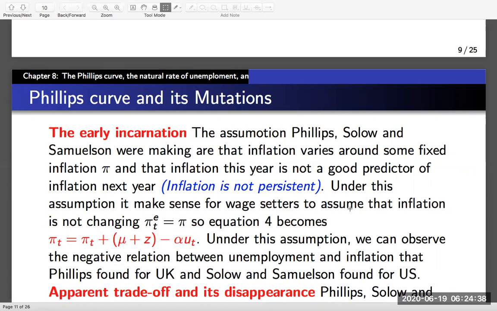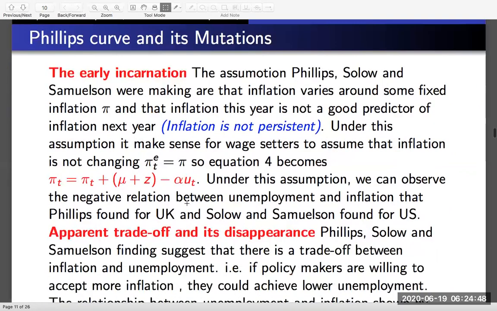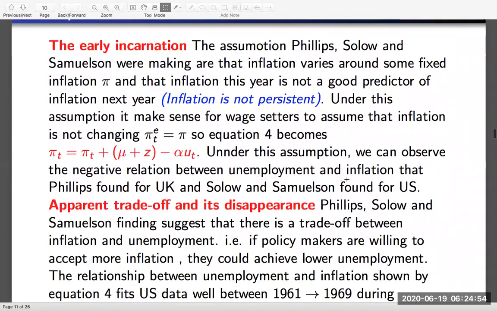Under that assumption, it makes sense for wage setters to assume that inflation is not changing. So pi E, expected inflation, is equal to current inflation. If that's the case, under this assumption, we can observe the negative relationship between unemployment and inflation that Phillips found in UK data and Samuelson found in US data. So the apparent trade-off, and its disappearance.